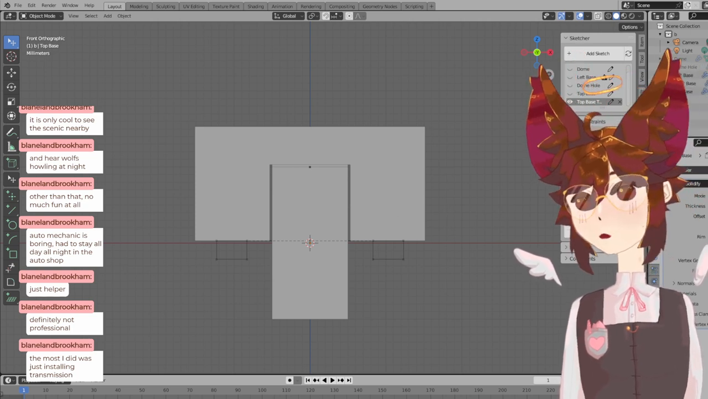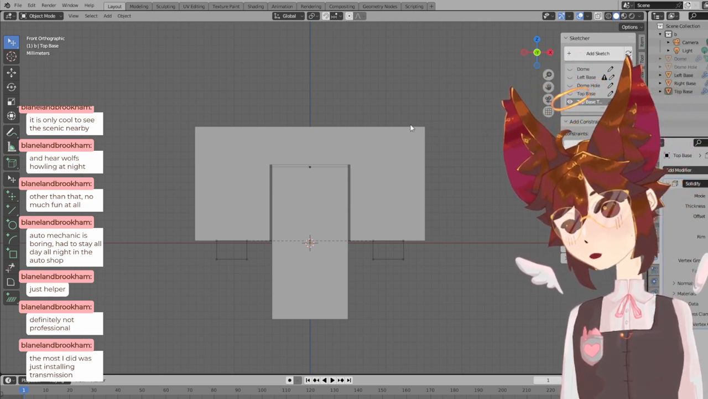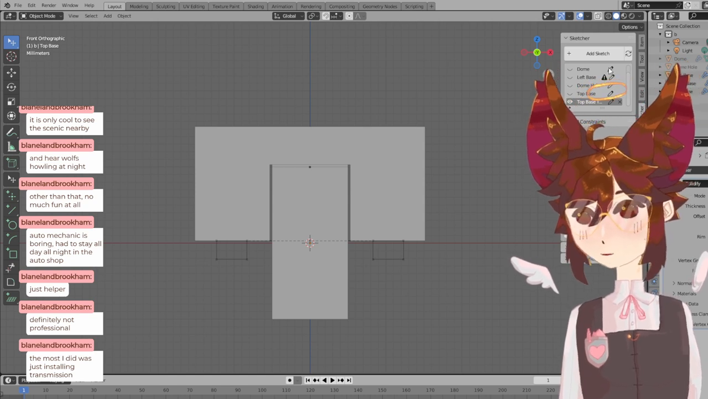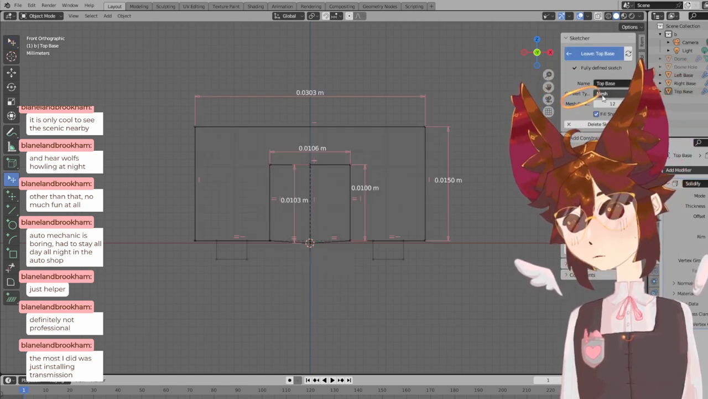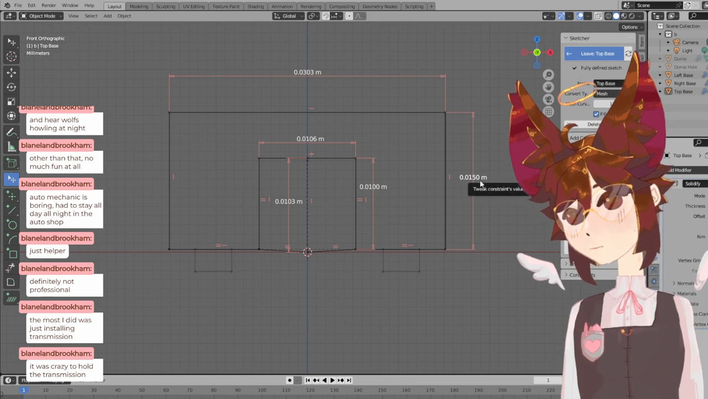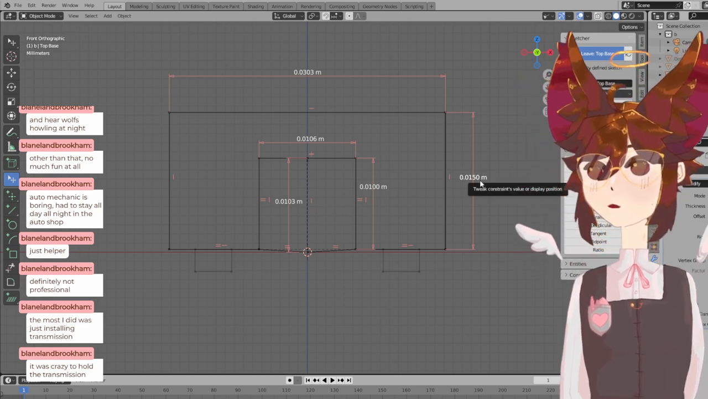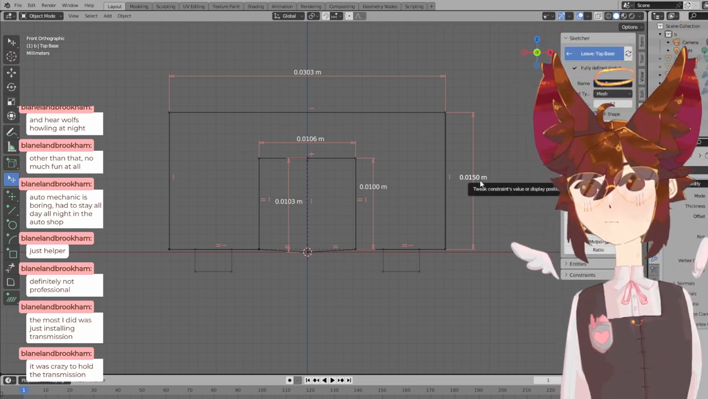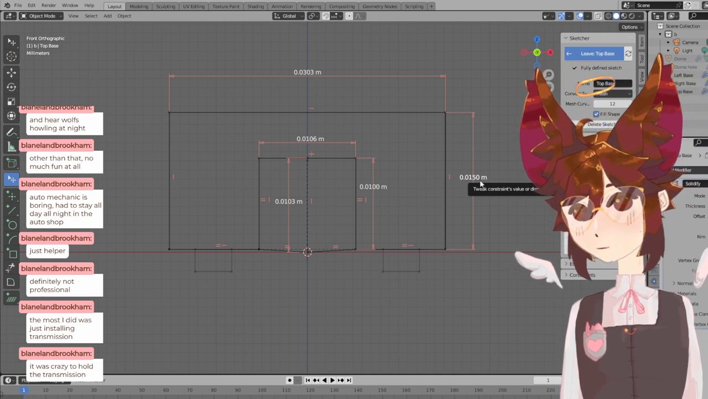Most I did was installing a transmission. That's a lot. I don't think I could install a transmission. This is 15 millimeters. It was crazy to hold the transmission? Yeah.